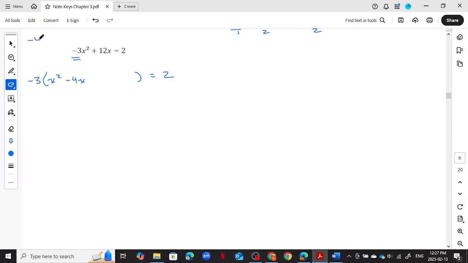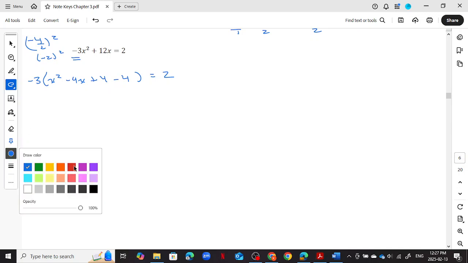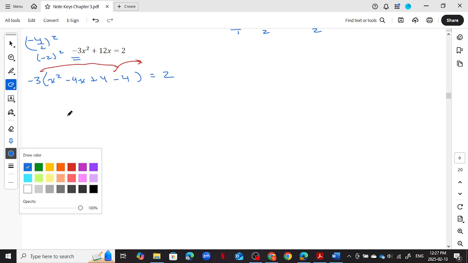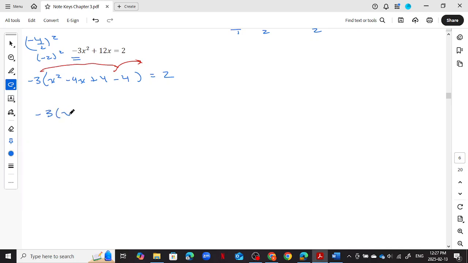So I'm going to take half that middle term and I'm going to square it. So negative 2 squared is 4. I'm going to add 4. I'm going to subtract 4. Then I'm going to make sure that I don't need that negative constant, so I'm going to take it out of the bracket by multiplying it by negative 3. I end up with negative 3 times x squared minus 4x plus 4. And then I've got this negative 3 times negative 4 on the outside is equal to 2.